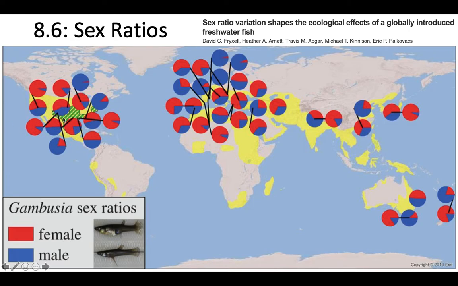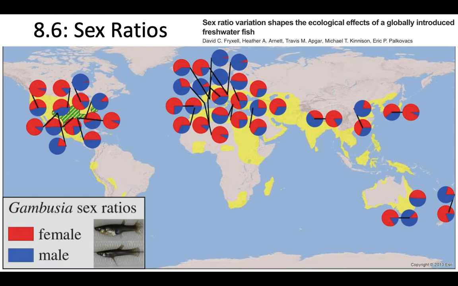So having more females caused a stronger trophic cascade, which hopefully you'll remember from Gen Bio. So that's cascading effects from one species eating another species and that species eating another species. That's what a trophic cascade is. Having more females caused a stronger trophic cascade, so there was more influence of this population on species that it fed on or fed on it. So it's causing larger changes in key community and ecosystem responses.